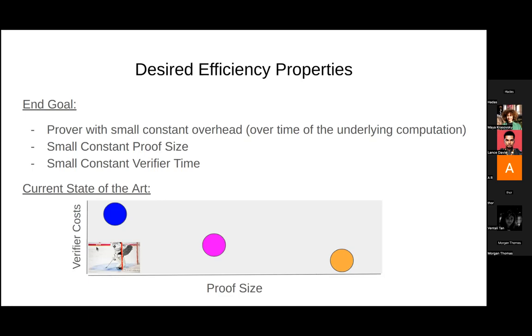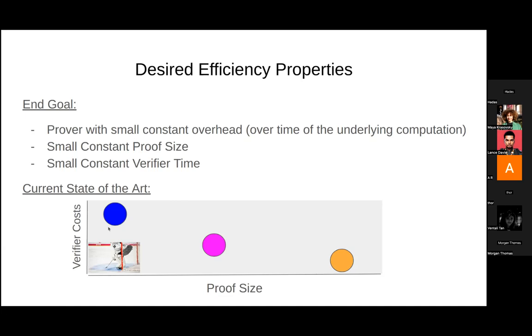And then we also want a small constant verifier time, ideally, but this doesn't exist yet. Currently, there is this trade-off between verifier costs and prover costs. Sorry, there's a typo in this graph here. This is supposed to be prover time.